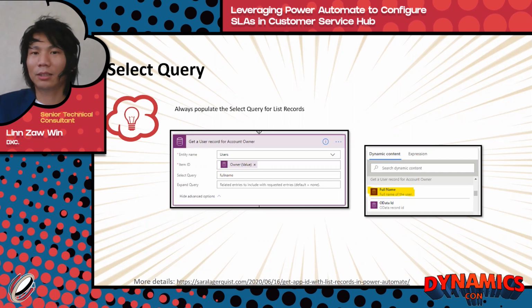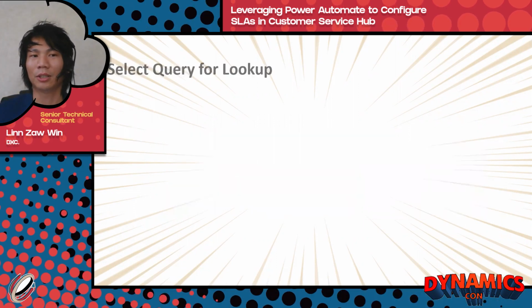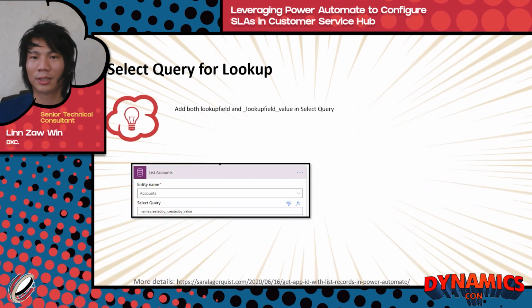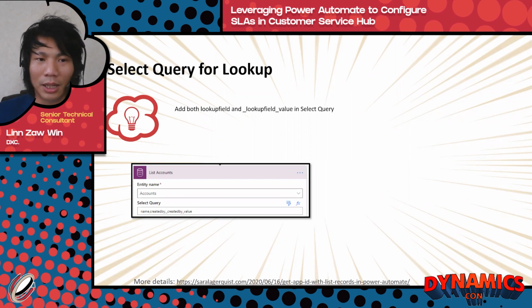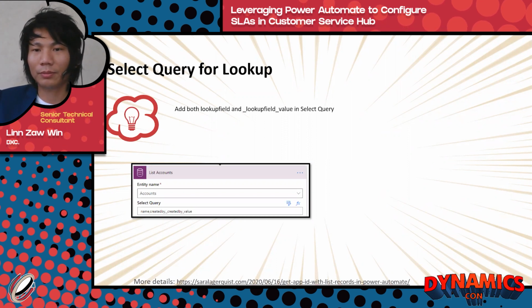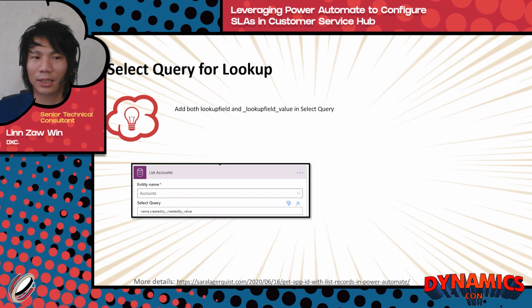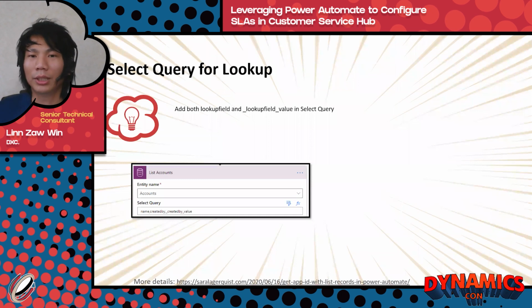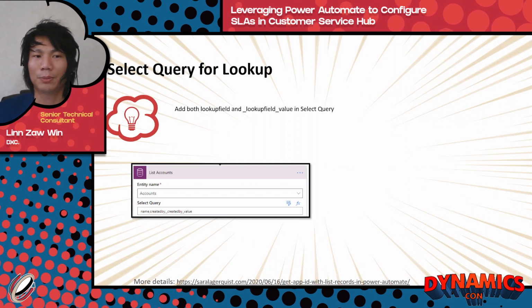But setting the select query for lookups can be a little bit tricky because of how the OData query works. One of my suggestions is to add both the lookup field name and the underscore lookup field underscore value in the select query. As you can see on the left-hand side, I added both createdby and _createdby_value in this list accounts action. The _lookupfield_value part is how it retrieves the actual data. But if you don't specify the first part, the field name, it will not be available in the dynamic field list.